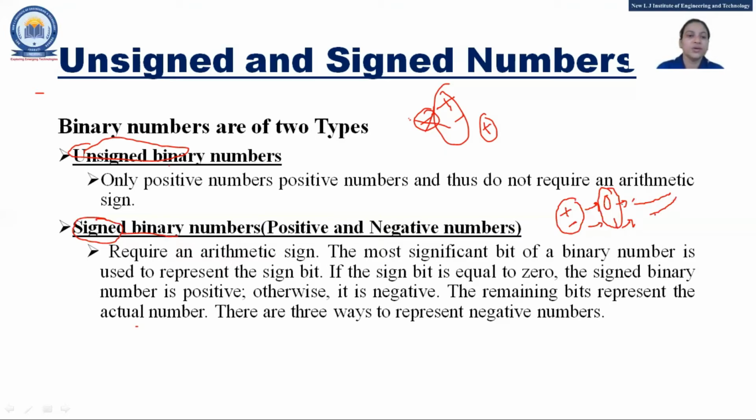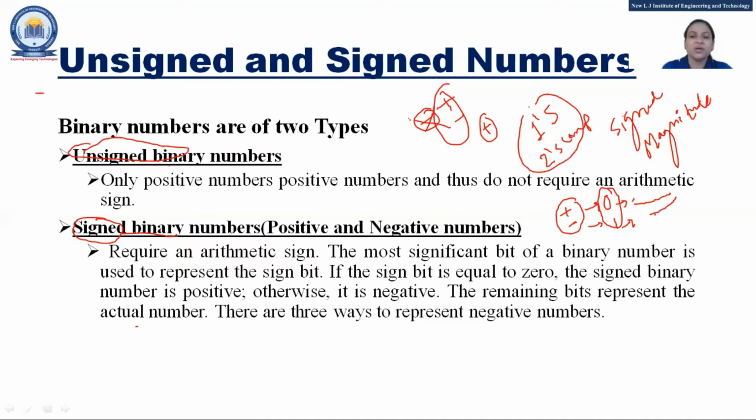So to represent a signed binary number, we have three main representations. One is signed magnitude, then 1's complement, and the other one is 2's complement. In any of the representations, a positive number remains the same, but the negative number representations differ. First, we will look at the sign magnitude method.